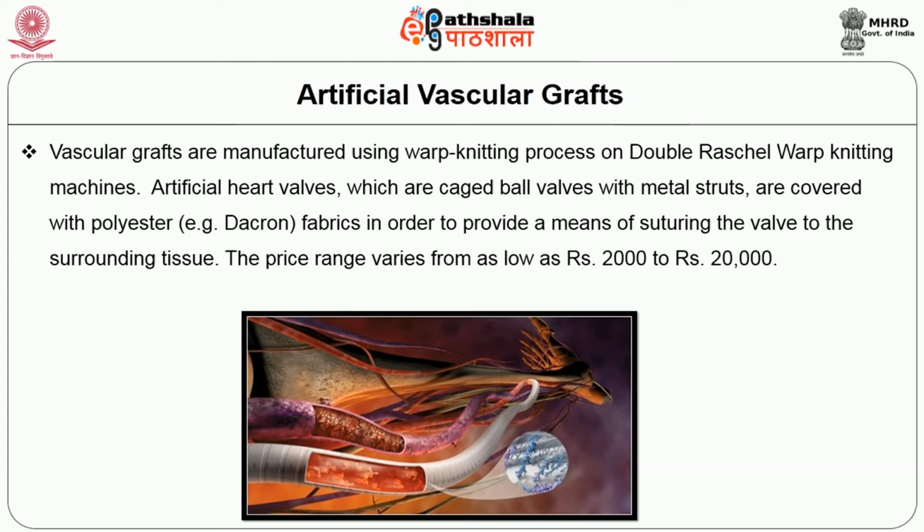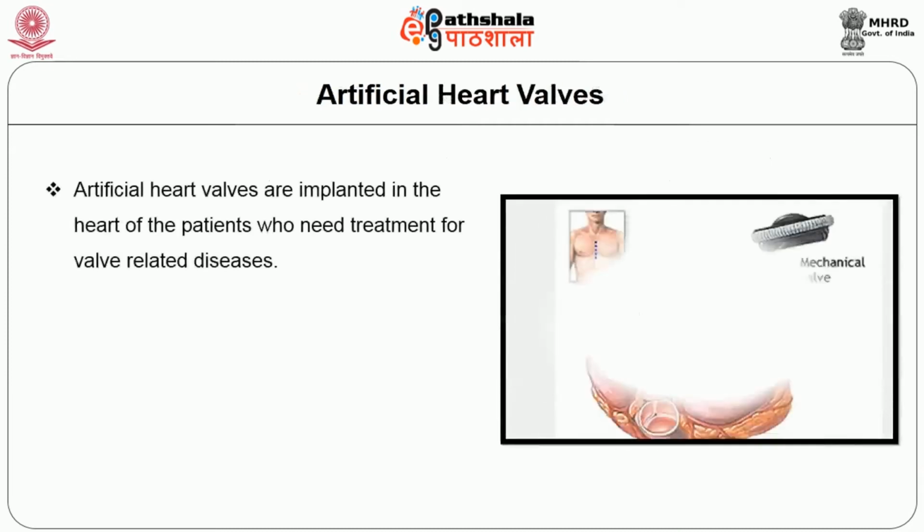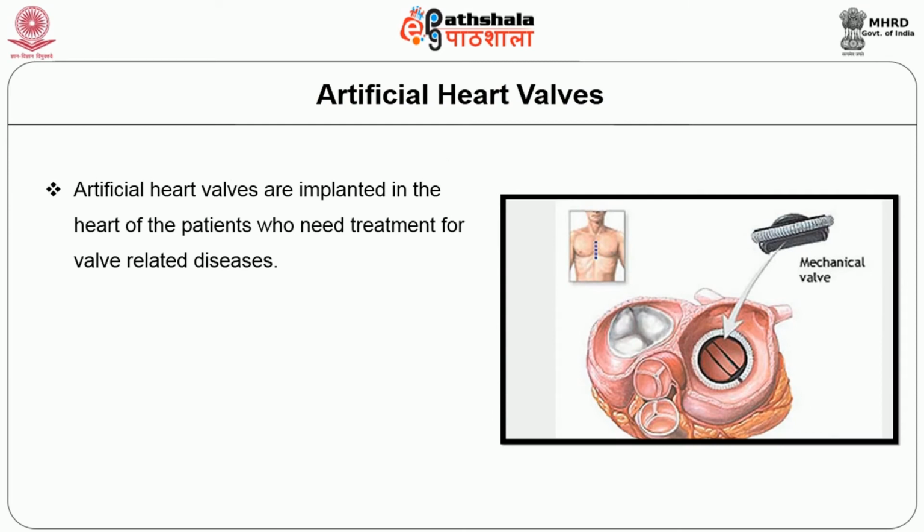Artificial heart valves are cage valves which are made with metal studs and covered with polyester fabrics in order to provide a means for suturing the valve to the surrounding tissue. The price ranges from as low as Rs 2,000 to Rs 20,000. Next, we shall be seeing about artificial heart valves.